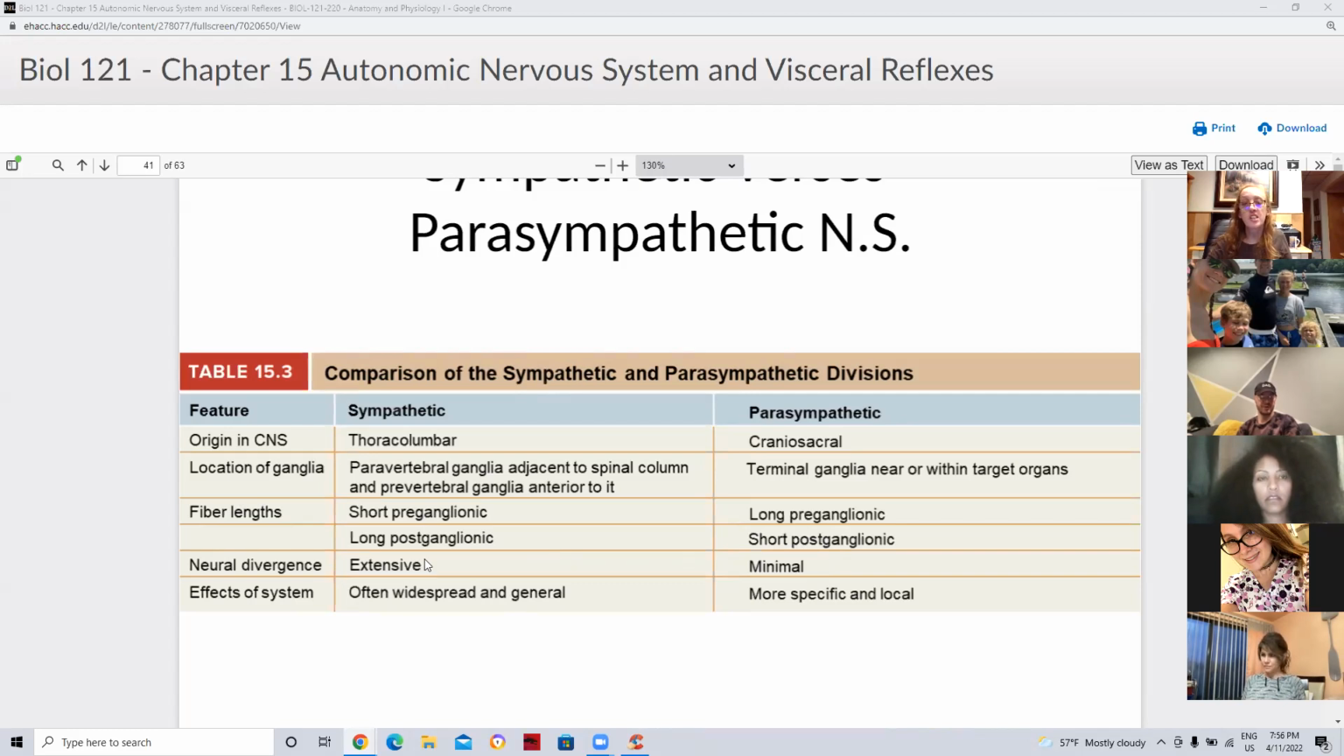Neural divergence is extensive for the sympathetic. For the parasympathetic, it's minimal. Effects for that system are widespread in general for the sympathetic and more specific and local for the parasympathetic.